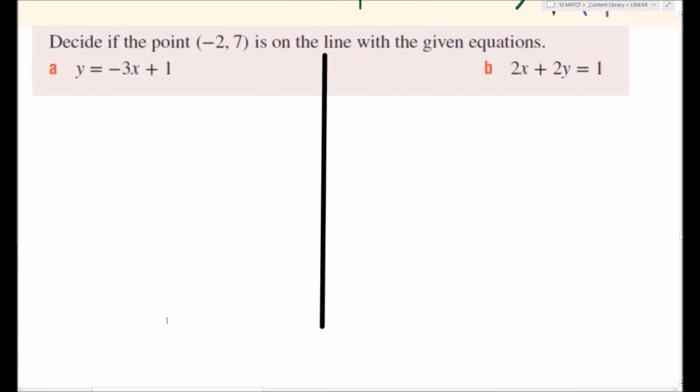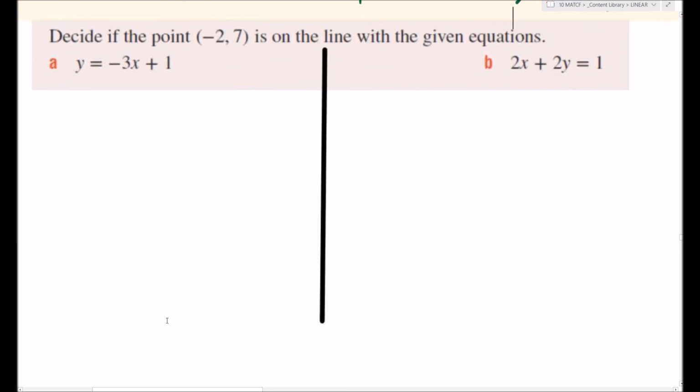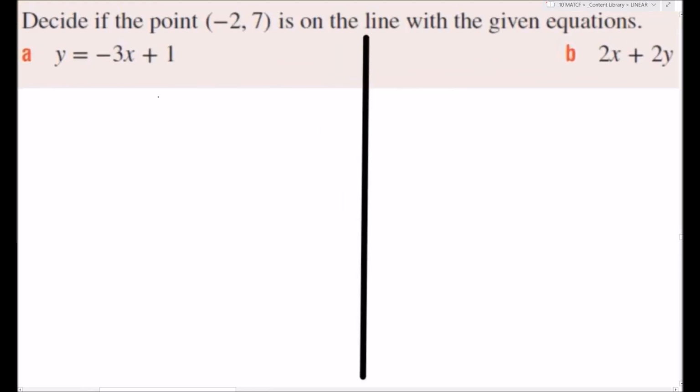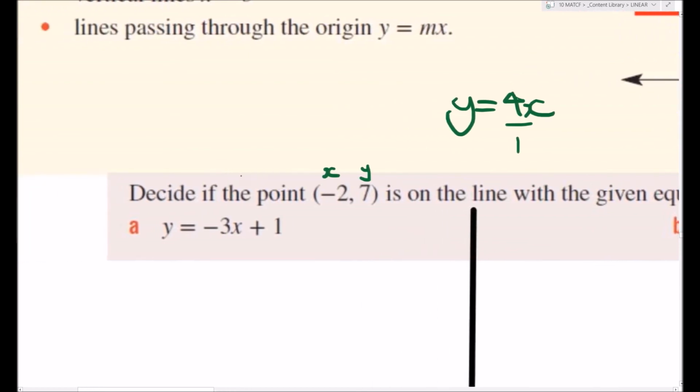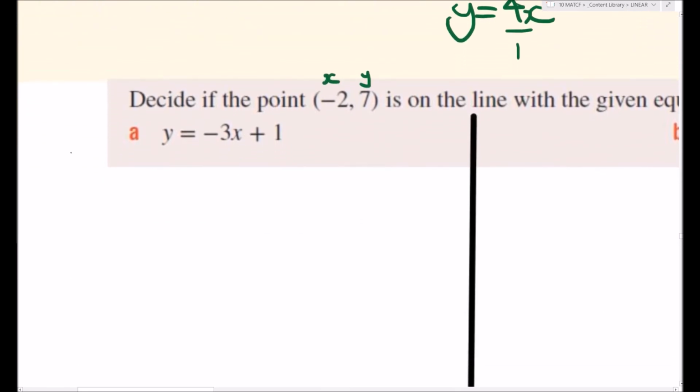Alright, so this part here: decide if the point -2, 7 is on the line with the given equation. With a question like this, all you have to do is substitute these points into the equation. Now remember, for any coordinate, the first number is x, the second number is y. So there's your coordinate, -2, 7. Substitute that into this formula. By substituting it, does the formula actually make sense? If it doesn't make sense, then this point is not on the line.